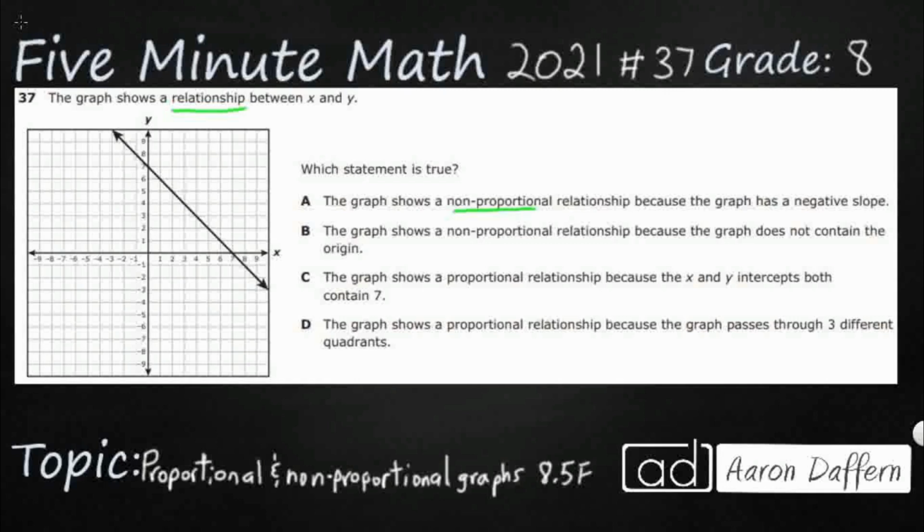What we need to do is understand the difference between proportional and non-proportional. Those are our answers here. So we've got two of these answers, C and D, which show reasons why it could be a proportional relationship. We've got two answers, A and B, which show reasons why it could be non-proportional. They're not going to define that for you. You're going to have to know the definition for proportional and non-proportional.